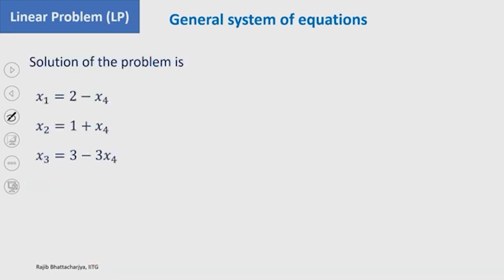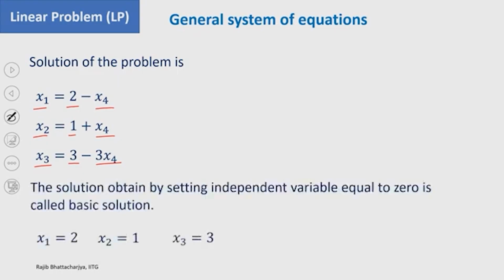So, the solution is that x1 equals 2 minus x4, x2 equals 1 plus x4, and x3 equals 3 minus thrice x4. Now, if I consider that x1, x2, x3 are basic variables and x4 is a non-basic variable, then the solution is x1 equals 2, x2 equals 1, x3 equals 3, and x4 equals 0. So, that is your non-basic variable.